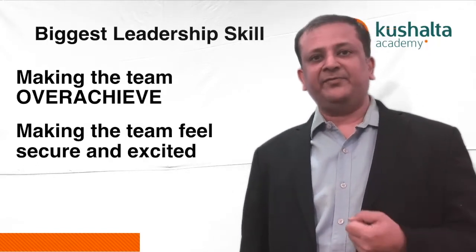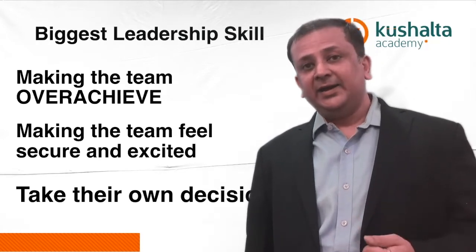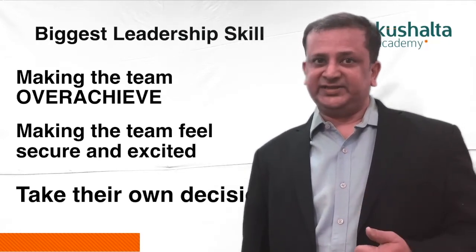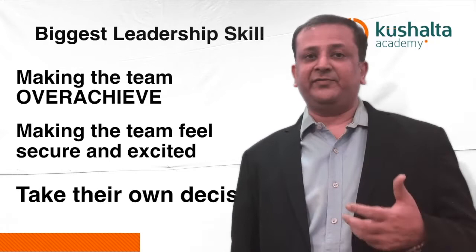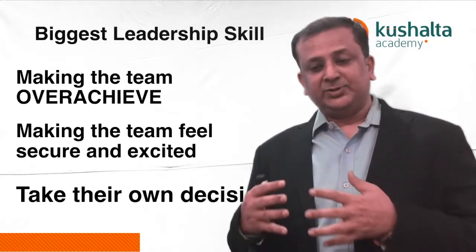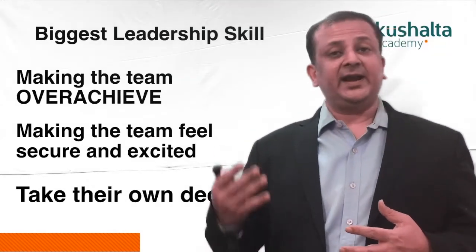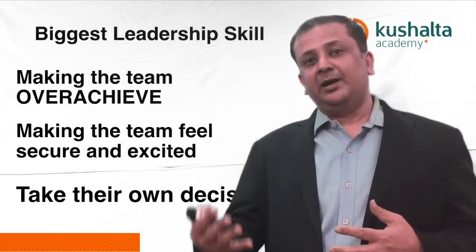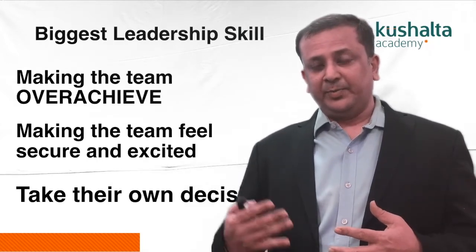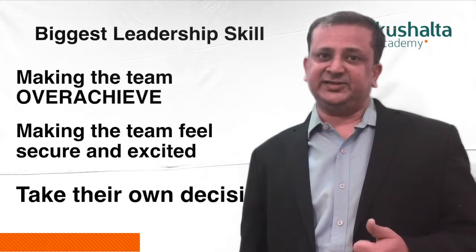And for that to happen, we have to make the team feel secure and excited, and to make the team take their own decisions. If we talk about the example of 100 marriages again, we cannot be everywhere. So the team that we have on the ground will have to take their own decisions. And have we made the team empowered enough, competent enough to be able to take their own decisions? This is the biggest leadership skill.